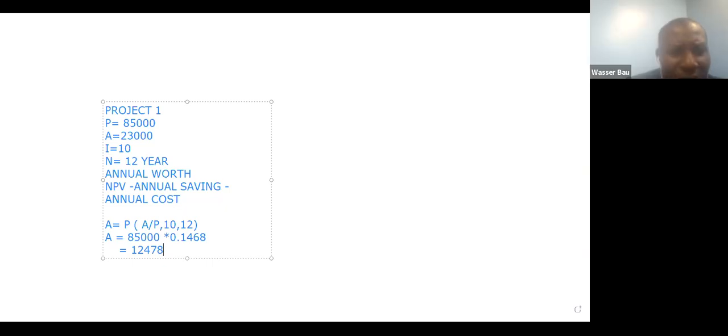So this arrangement comes in when an investor is coming to invest and you don't have money to pay him one-off. You decide to pay yearly. You now annuitize it. So now the net savings will be 23,000, which is the annual worth savings minus the annual worth cost. It means the project is viable because the net present value is positive. It means that the net savings is positive.